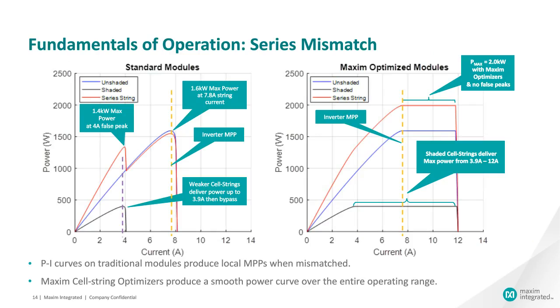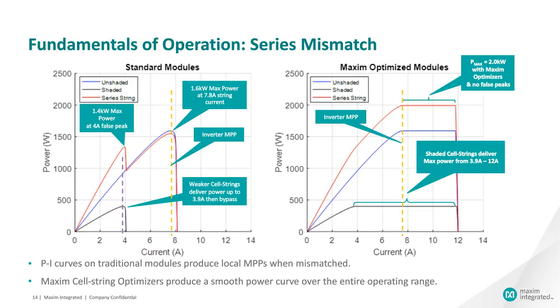So if we look at this in the electrical domain, we have a comparison here between standard PV modules and optimized PV modules. So what we're looking at is the power current chart. And what we have here is 2 strings. One of them is shaded and one of them is not. If you look at the black line in the chart on the left, you'll notice that power increases when you draw current up to around 4 amps. And that's where this shaded cell string ceases to be able to provide energy to the system.